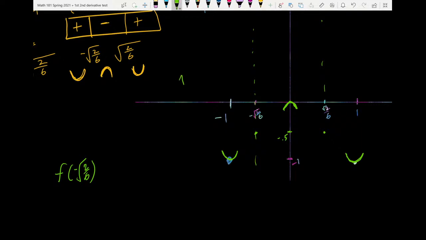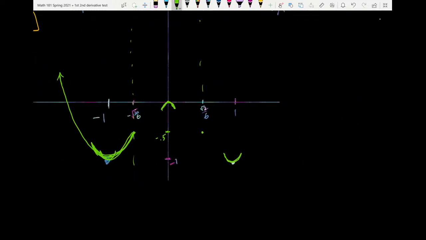Now we could connect the dots. The tail end behaves upward, and at the left side of the point of inflection, the concavity is up. Same on this side of it, concavity is up. But from negative square root of 2 over 6 to positive square root of 2 over 6, the concavity is downward. And it matches our criteria right over here. You have your maximum, you have your minimum, and that's what your graph should look like.